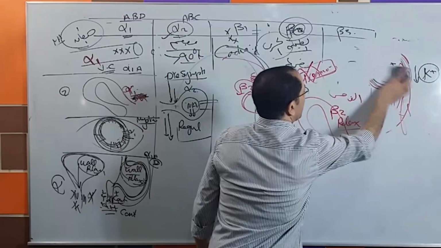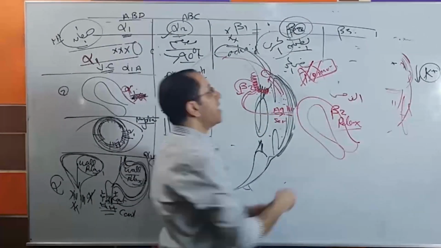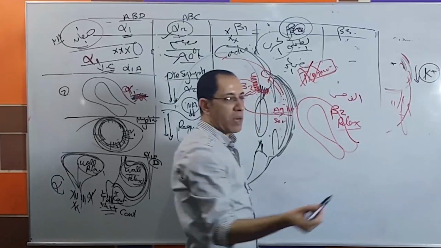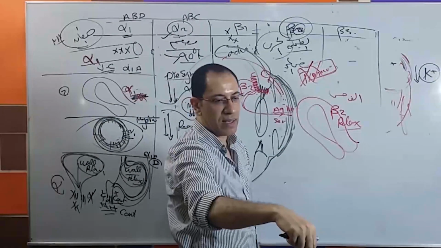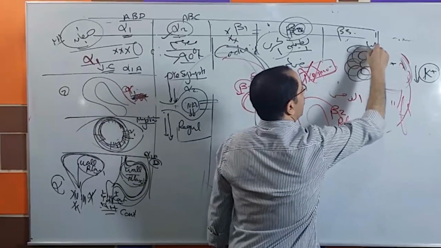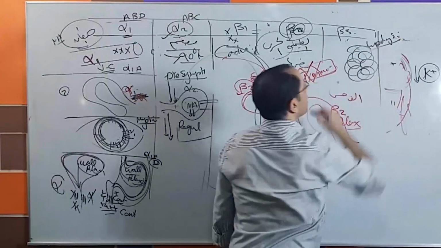Now we only have beta 3 left, and you already know something about it. By the way, this beta 3 could be considered a different type of beta 2. It's scientifically considered as a subtype of beta 2. However, it's present in the adipose tissue causing lipolysis, melting the fat.